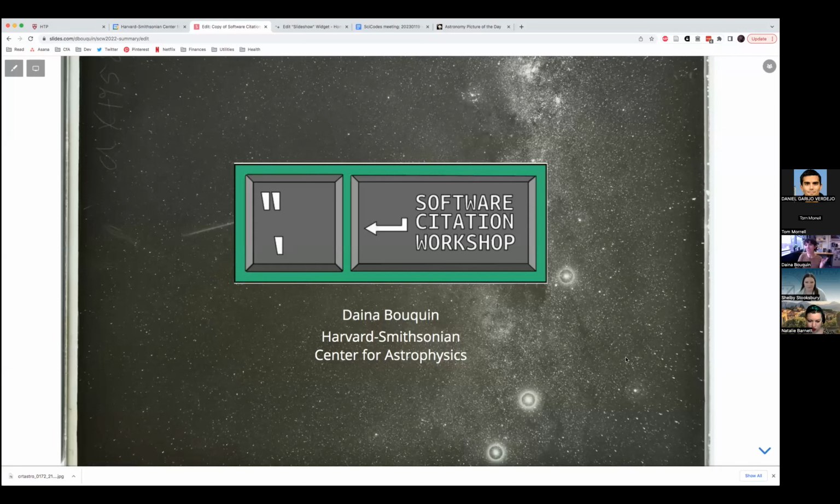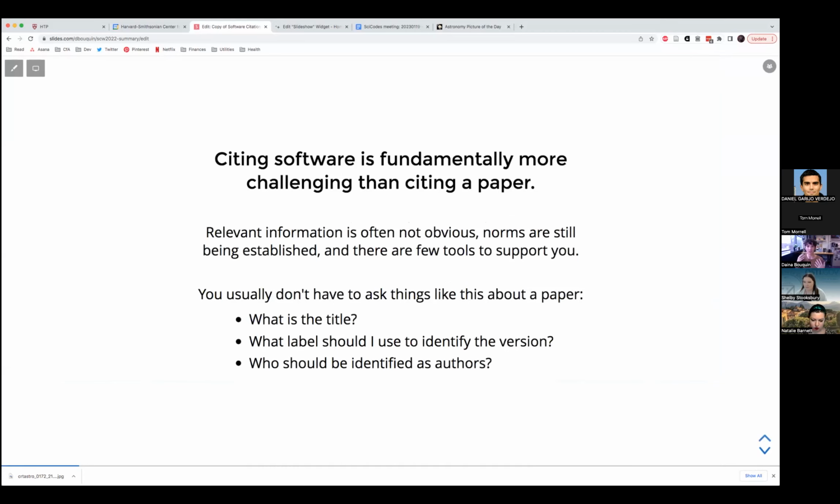I'm the head librarian here at the Center for Astrophysics, and I'm going to talk to you about some work that happened over the summer and kind of into the fall a little bit here. But this is all kind of the follow-on work that's come from my work at the Force 11 Software Citation Implementation Working Group, where we've been thinking a lot more about the challenges of citing software and why citing software is fundamentally more challenging than citing a paper.